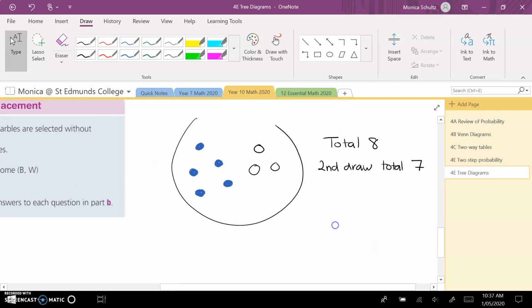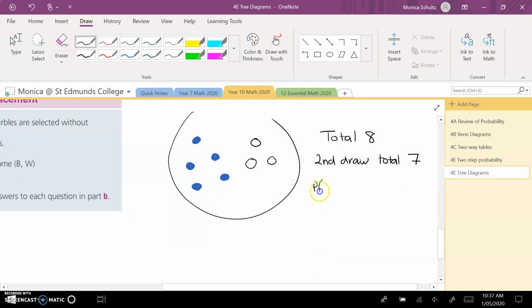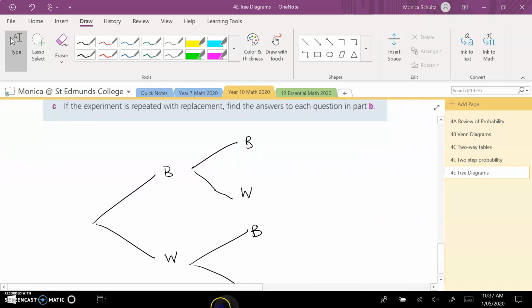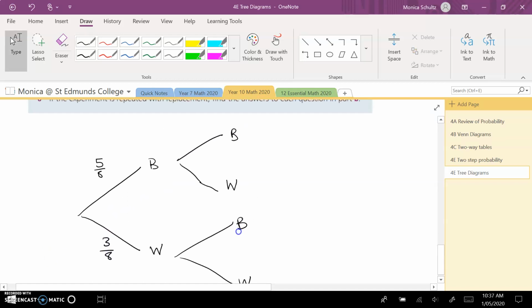So the probability of getting a blue is going to be 5 on 8, and then our probability of white is going to be 3 on 8. Okay, so now I can start to add these things. So my probability of getting a blue marble is going to be 5 on 8, and then my probability of getting a white marble is going to be 3 on 8. So in my second draw, my total is now 7, so all my probabilities are going to be over 7.